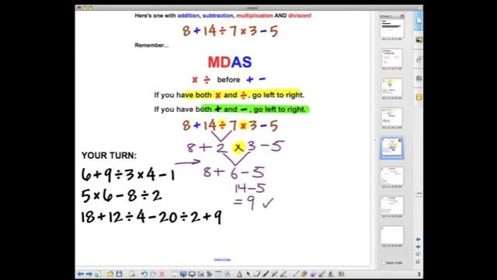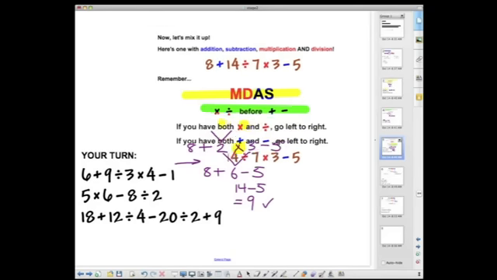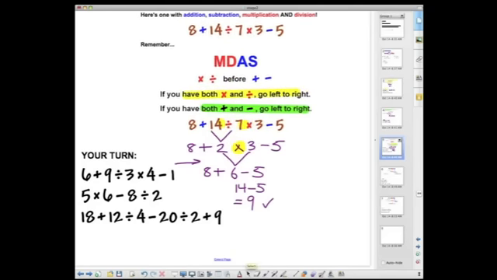Okay? These examples are crucial to do if you are lost, if you're starting to get a little confused. You want to make sure these are really something you understand.